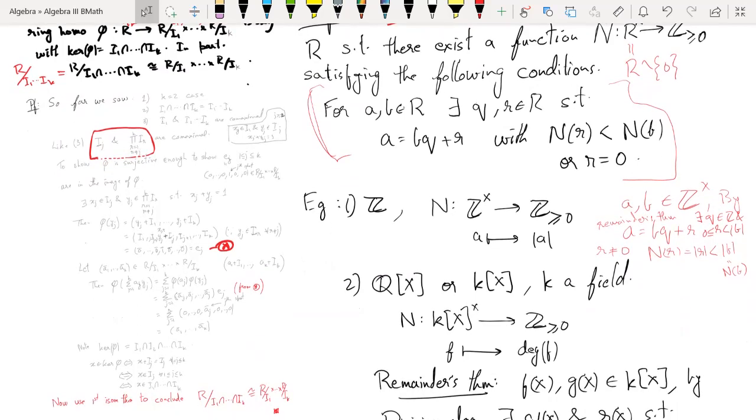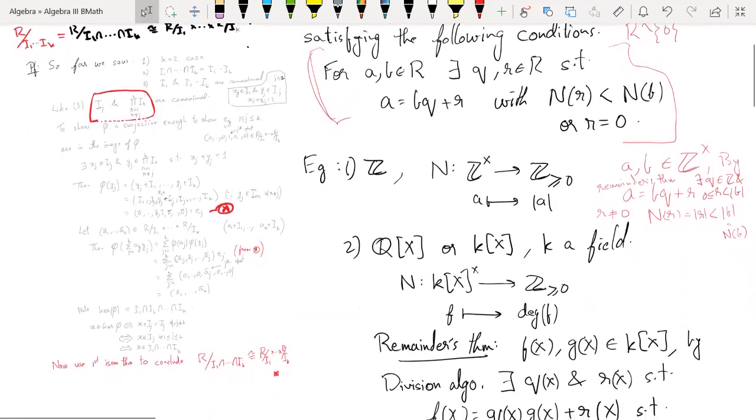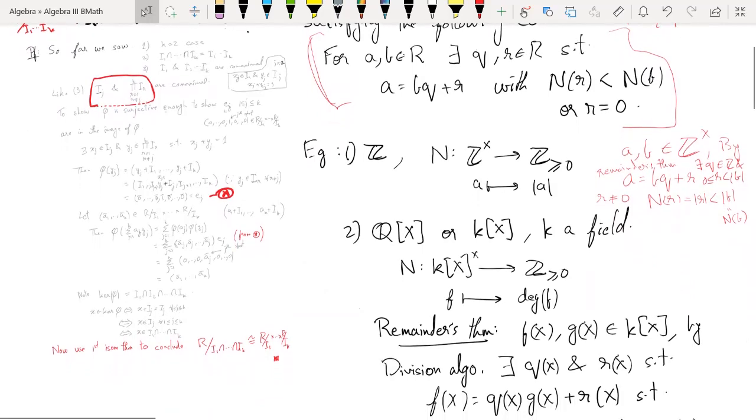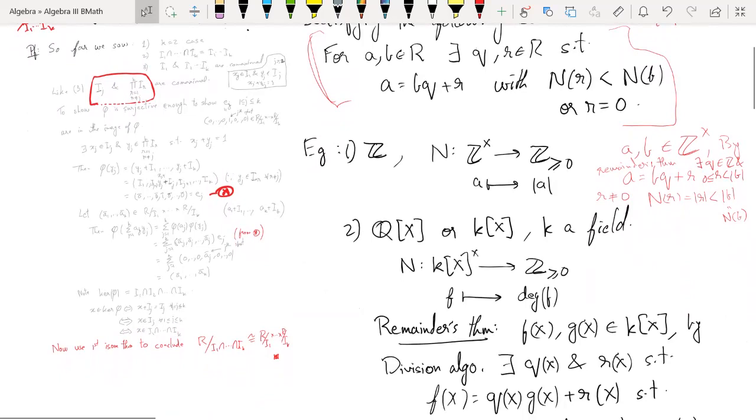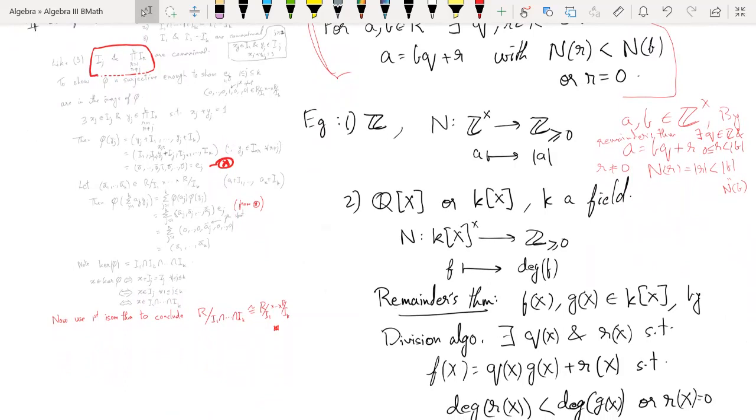So in the polynomial case, the remainder theorem says that given f(x), g(x) in K[x], by the division algorithm there exist q(x) and r(x) such that f(x) is q(x) times g(x) plus r(x). Maybe I should say where, too many such that is a bit confusing.